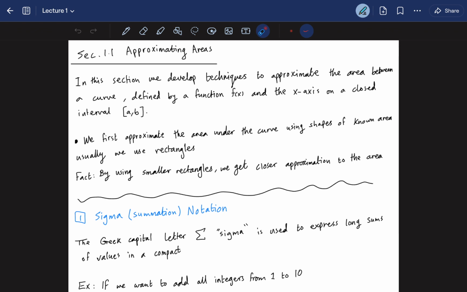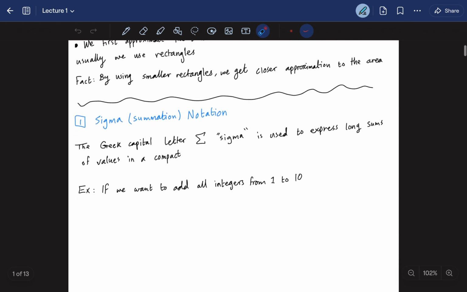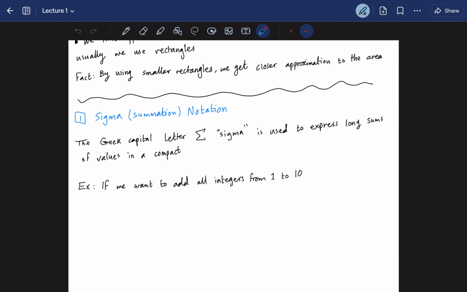So for example, a rectangle, I know that the area of a rectangle is just length times width. So I'm going to use this shape to approximate the area under the curve. We're going to talk more about it in detail, but first, let's start with some notation, which is the sigma notation or the summation.